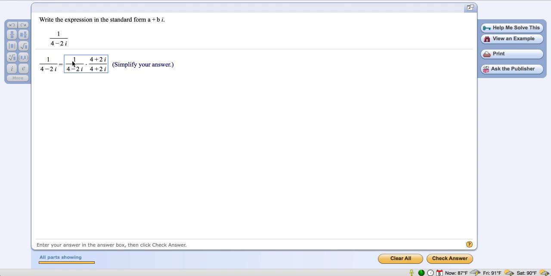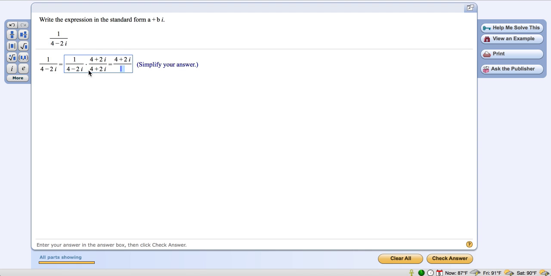Now I'm multiplying 1 over 4 minus 2i, top and bottom, so you notice this is actually multiplying by 1, so I haven't changed the whole value. This is going to give me on the top pretty much just what you expect, the 4 plus 2i. It's the conjugate of the number that we started with, the 4 minus 2i. On the bottom, what's going to happen is you're going to multiply.